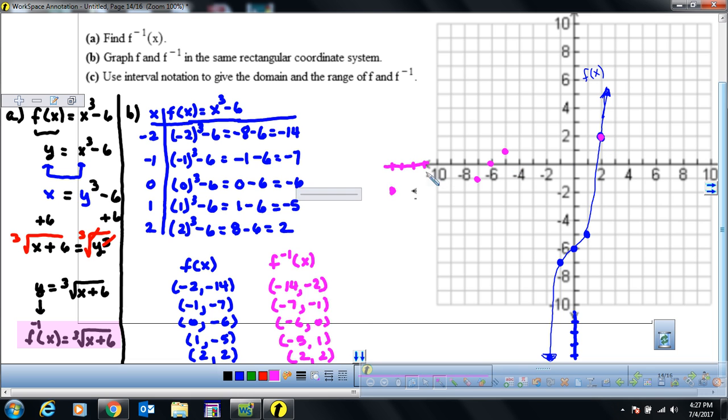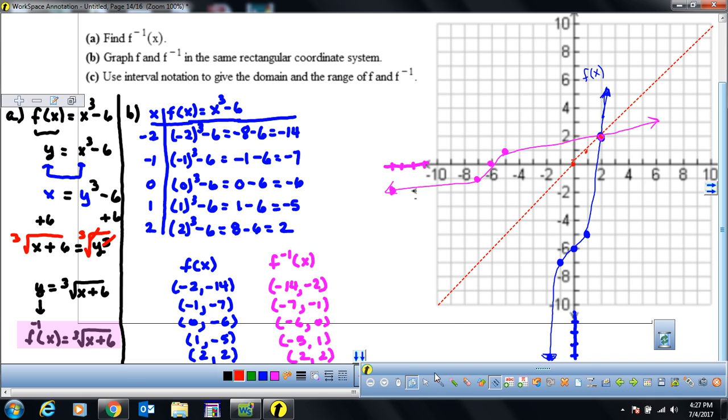Now, if I ask again, why is it that (2, 2) did not change? Because remember that these graphs must be reflected onto each other over the line y equals x. And what is the line y equals x? It is the line that has a y-intercept of 0 right here, and it has a slope of 1 over 1, and so on. So if I draw the line of reflection right here, we're going to notice that the point (2, 2) is exactly on the line of reflection. So it reflects to itself, basically. It creates its own reflection.